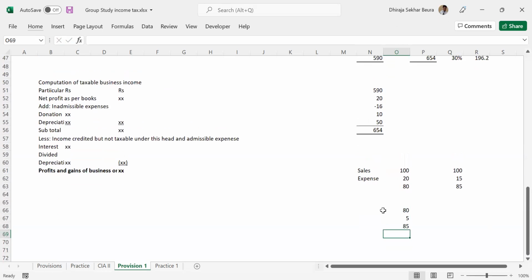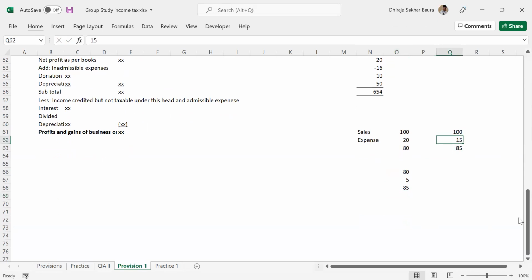Now similarly, take one more example. In the same example where sales was 100 and expense was 20 and our income was 80, suppose our expense allowed as per income tax is 25. Expense allowed is how much? 25. Our income is decreasing. Why is income decreasing? Because our expense is increasing. How much of extra expense is allowed? 5. That you will deduct.